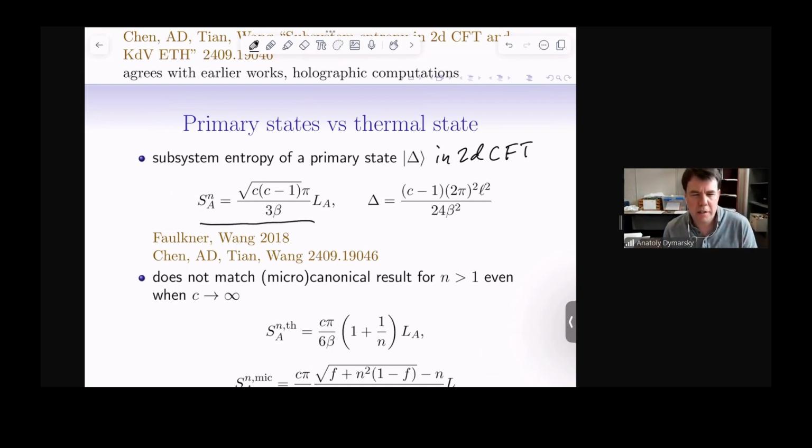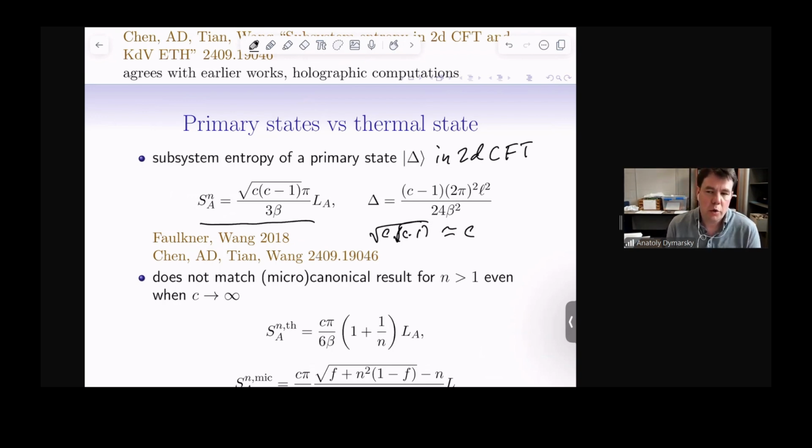The only subtlety is that they didn't get c-1 here. Instead of c-1, they only could get c, because they were calculating things at leading order in c. So this formula on the slide is a little bit more precise than what they got, but that doesn't matter. What matters is that they got this result, and this result is independent of the index. Okay, so the left-hand side is a Rényi entropy. It depends on the Rényi index n. The right-hand side doesn't depend on the Rényi index n. It's a very peculiar behavior of a primary eigenstate subsystem entropy.